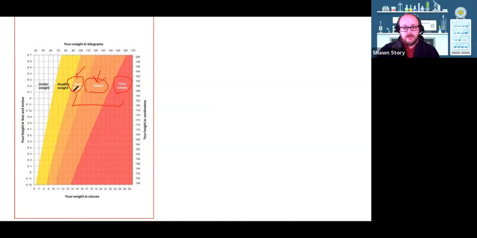And as healthcare workers, we know that there is a direct correlation between weight and health issues. The more a person is obese and very obese, we will see higher levels of cardiovascular disease. We will see higher levels of diabetes. We will see these health issues correlate to their weight as well.